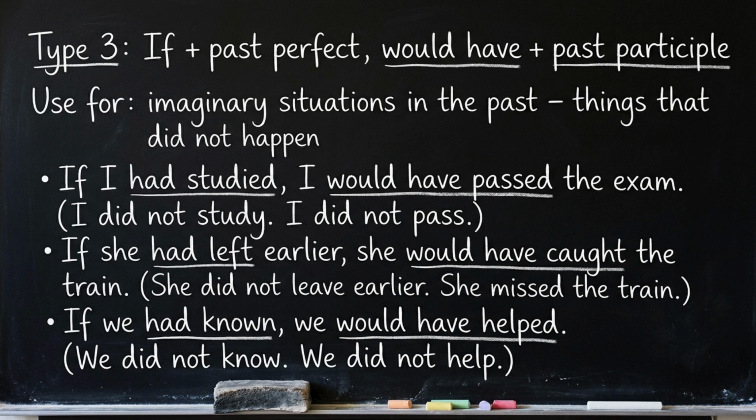For example, if I had studied, I would have passed the exam, but I did not study and I did not pass. If she had left earlier, she would have caught the train, but she did not leave earlier and she missed the train. If we had known, we would have helped, but we did not know and we did not help. Notice the time change. Type 1 is future real, type 2 is present unreal, type 3 is past unreal.